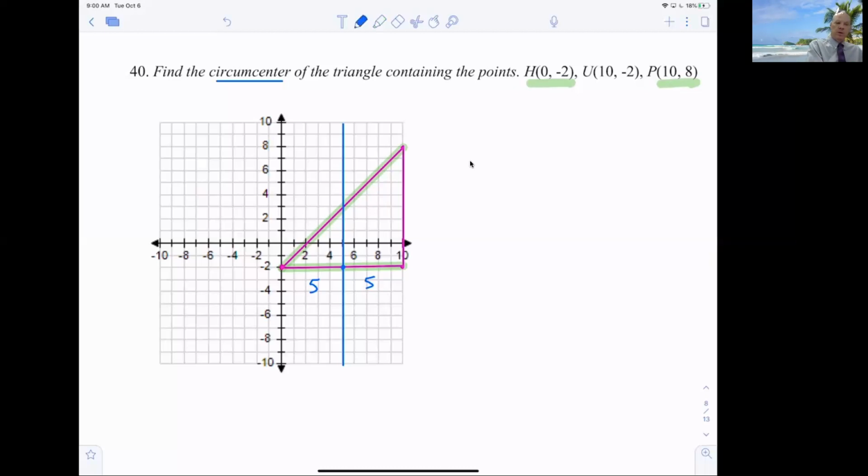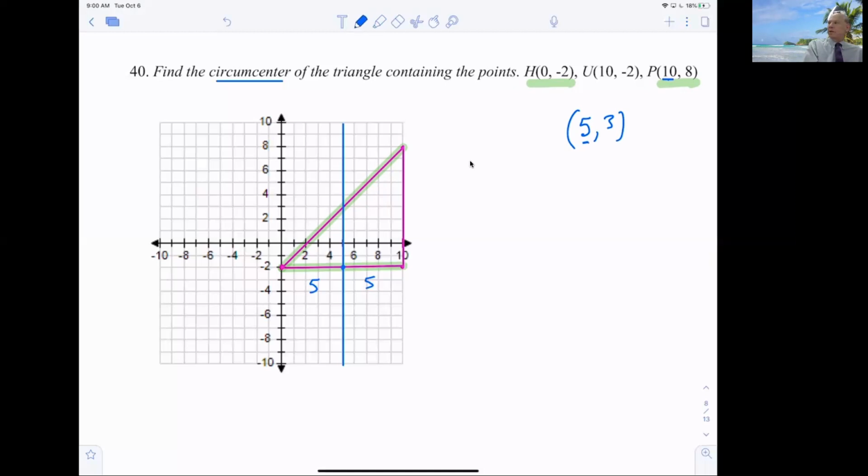What's the midpoint of that? 5, comma 3. Is that right? 5, comma 3? Do you agree with that? That's 0 plus 10 is 10, divided by 2 is 5.